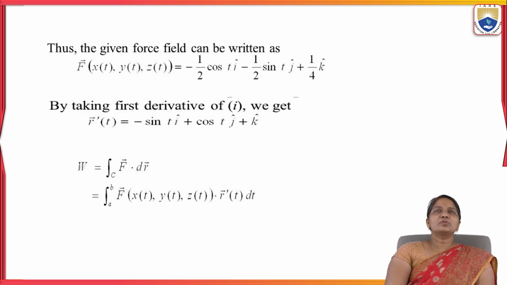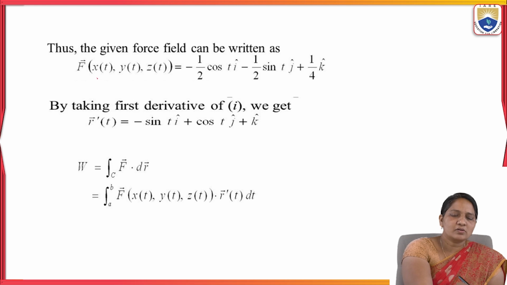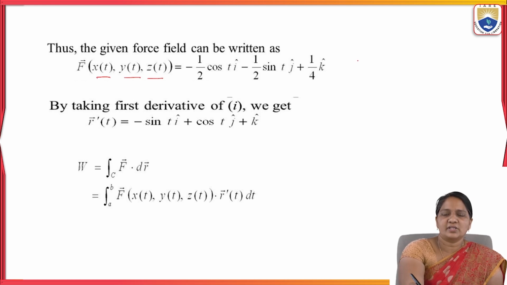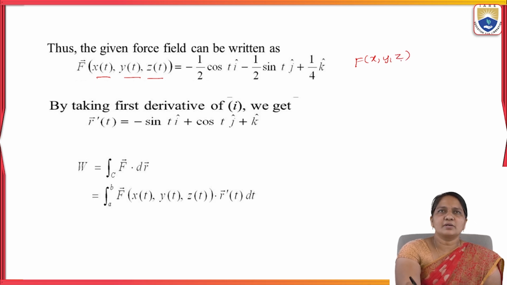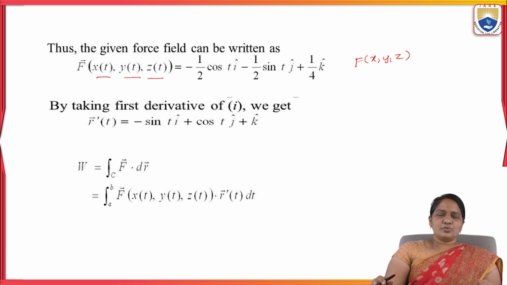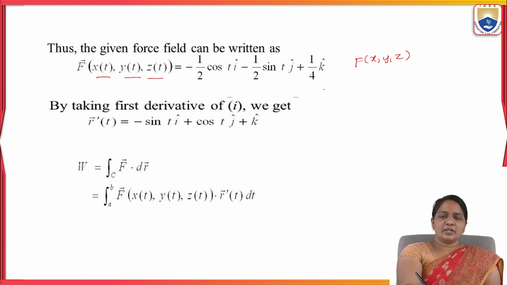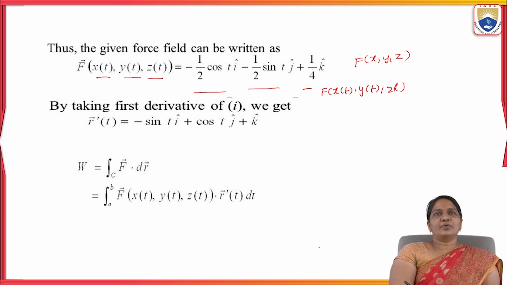Thus, the given force field can be written by using that form, f of x of t comma y of t comma z of t. Actually, we write this as f of x comma y comma z, but these terms are in terms of t now. So in place of that, we write f of x of t comma y of t comma z of t. That value is 1 by 2 cos t i minus 1 by 2 sin t j plus 1 by 4 k.